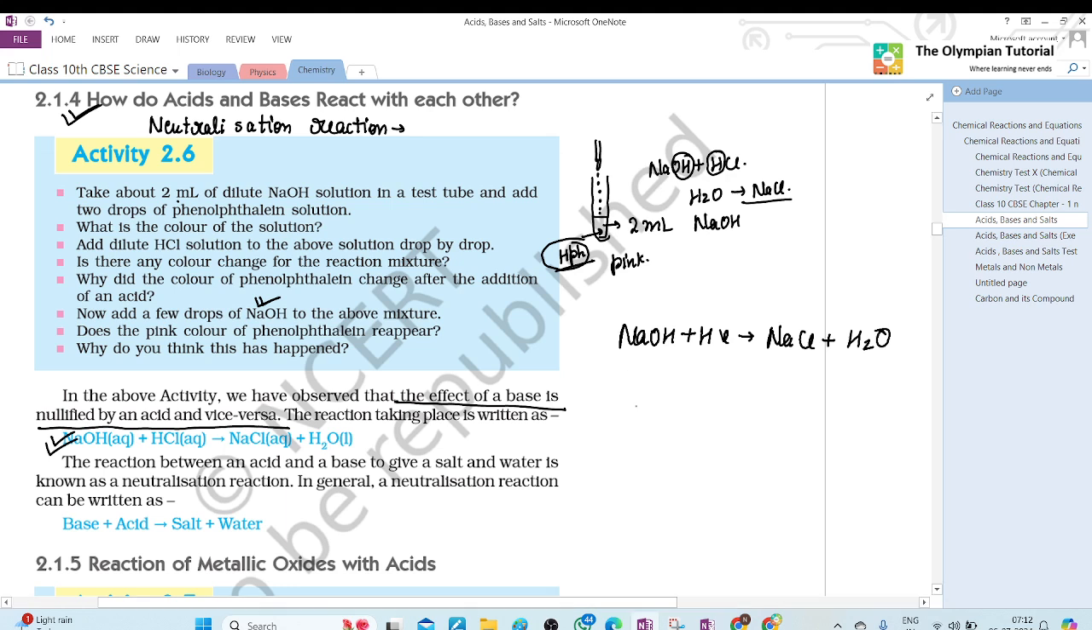Another thing, friends, is how an indicator works. Suppose here it is acid and phenolphthalein indicator. This is the symbol of phenolphthalein. We put phenolphthalein indicator here. Then what will be the color of the solution? Anyone can tell me, as it is acid?